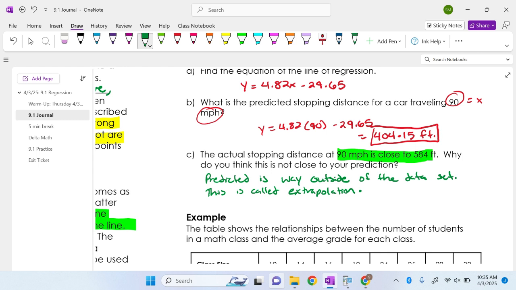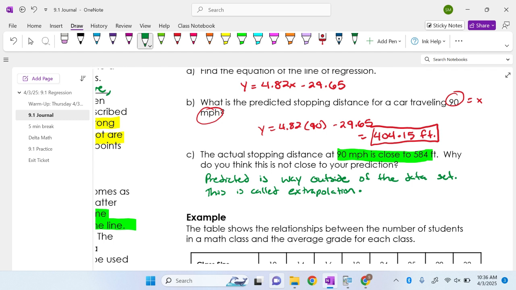So if our sight only goes to 45 miles per hour, if we were trying to predict maybe 50 or 55, even 60, it would probably be pretty close to the actual. However, 90 is so far away that it's outside, it's almost an outlier to our set of data. Any questions on regression?